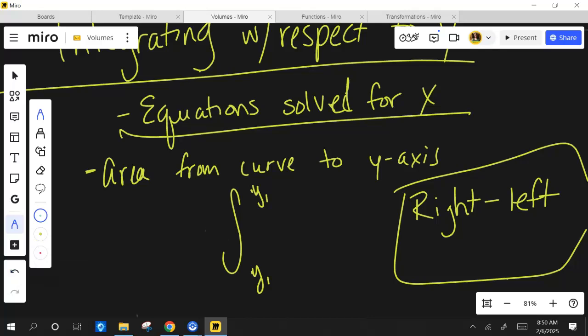Let me show you exactly what I'm talking about. Let's say I have the graph of y equals x cubed and x equals y squared minus 2. Now, wait, we have to move it. Okay, well then use your calculator. That's fine.